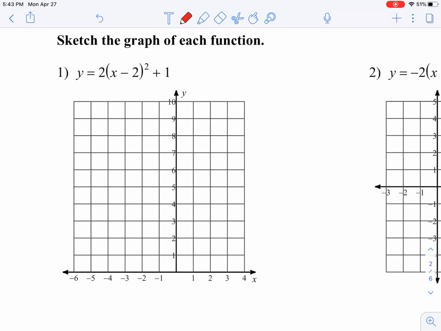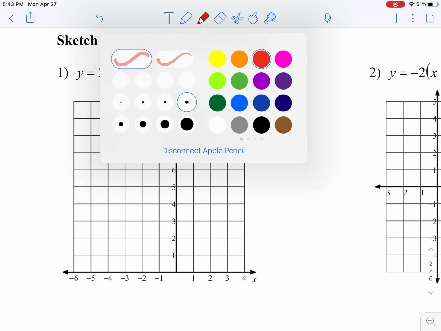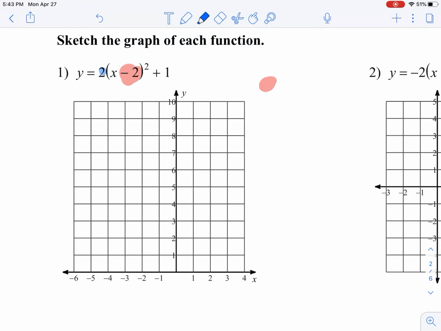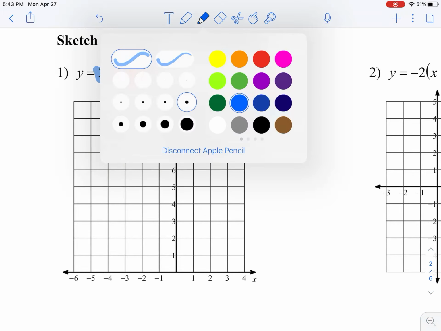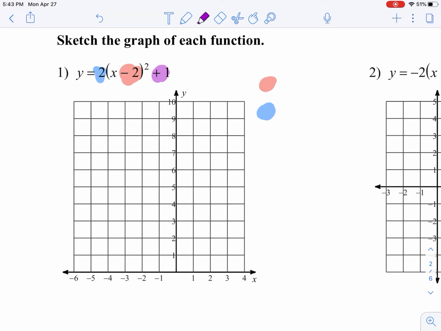So think about this when we're in vertex form. When we are working in vertex form, we can list our transformations. Our first transformation here is right 2. We do the opposite. Then we look out front, we have a stretch of 2. And then we look at the back and it's moving up 1.